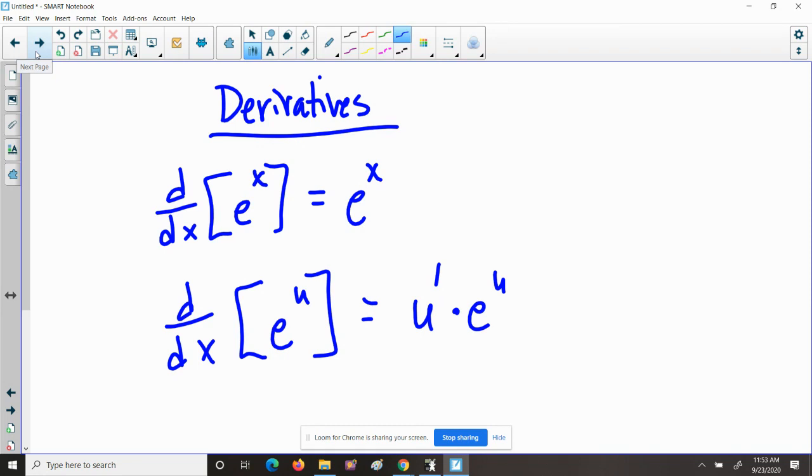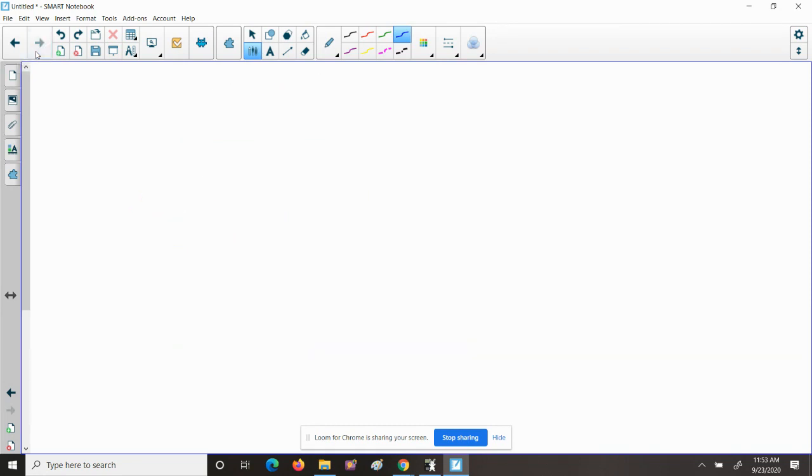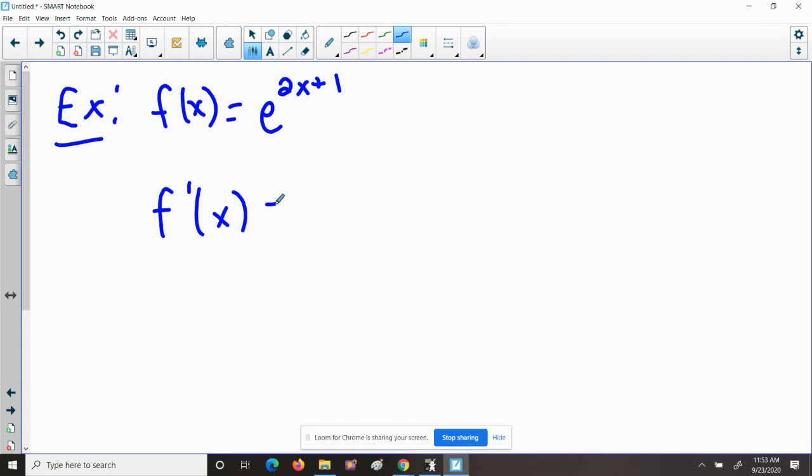Okay, so let's take a look at some examples. How does this work? Let's start with something easy. Let's say we have e to the 2x plus 1. Okay, derivative. Our u is 2x plus 1, so we're still going to have e to the 2x plus 1. And then we have to make sure to remember to multiply by the derivative of the u. Derivative of 2x plus 1 is just 2. So our derivative is 2e to the 2x plus 1.